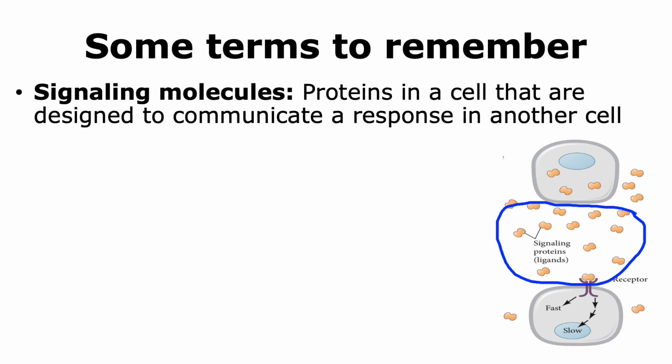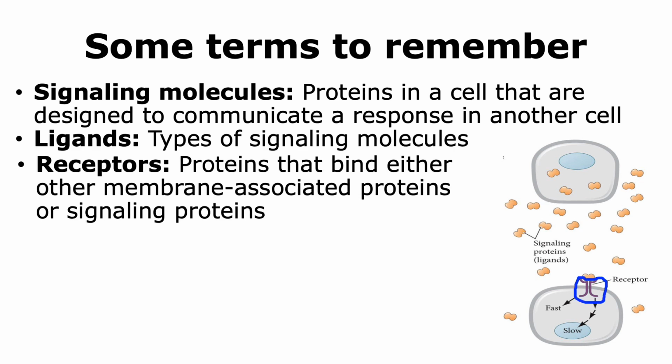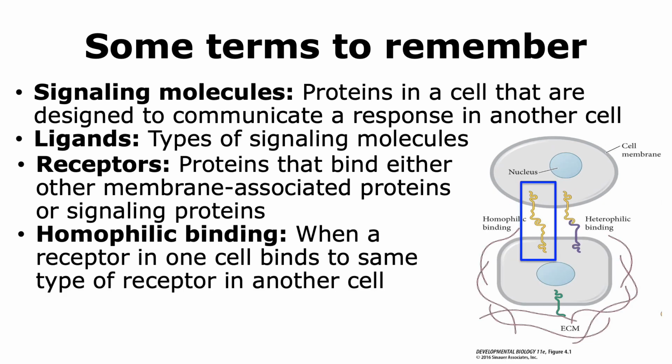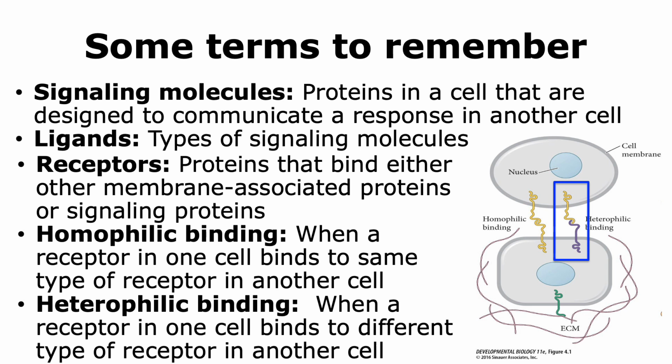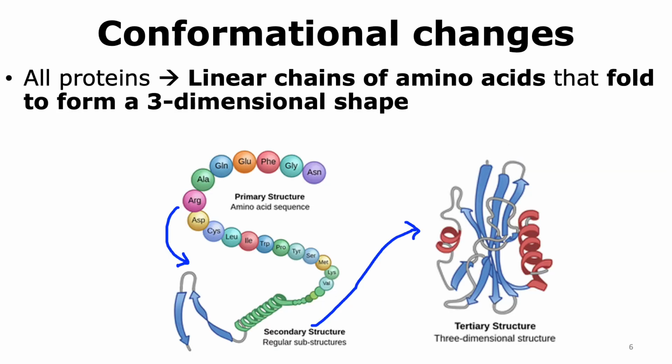There are some terms that you must remember, and the first one is what is a signaling molecule, what is a ligand, what are receptors, and we already touched upon what is homophilic binding and heterophilic binding. Before we go into the whole process of cell signaling and different types of proteins involved in cell-cell communications, I thought we'd have a little touch-up on what are conformational changes.